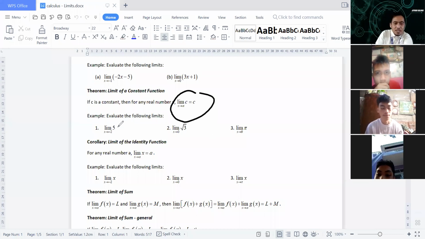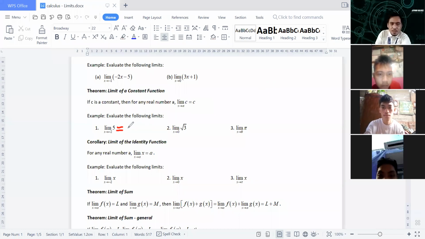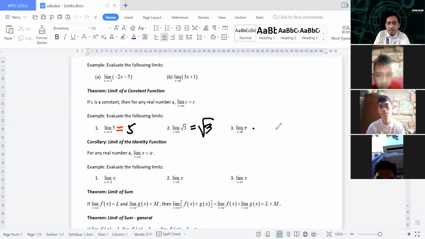So like here, what's the answer in number 1? 5. Yes, it's a 5. How about this one? Square root of 3. Simple. This one? Pi. Yes, the value of pi. Okay, that's enough. Let's have the next one.